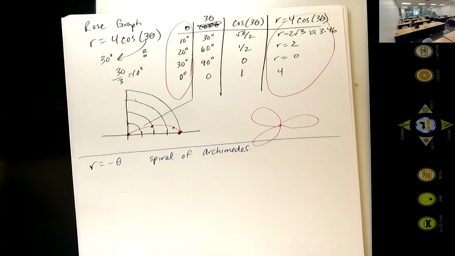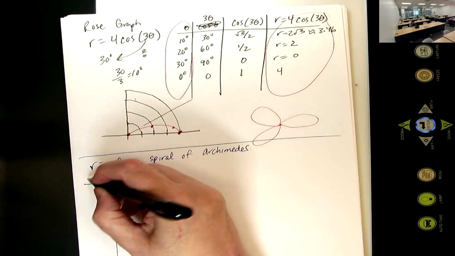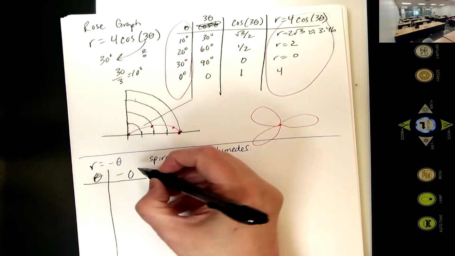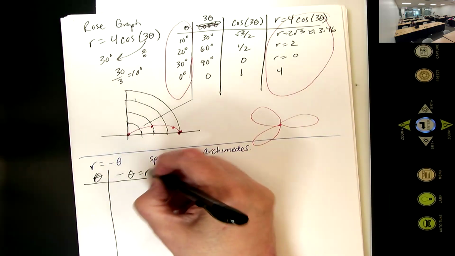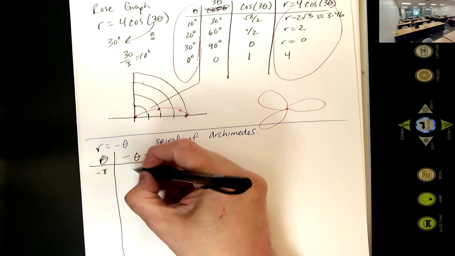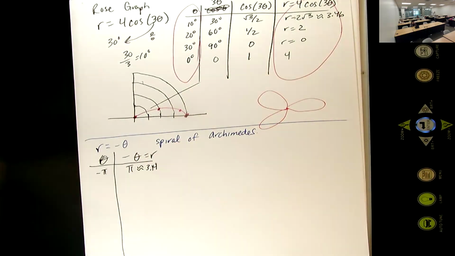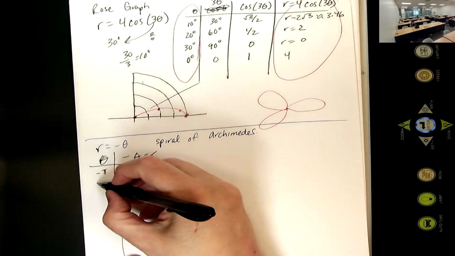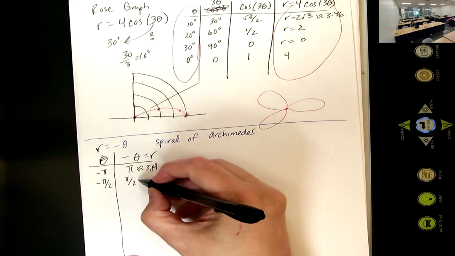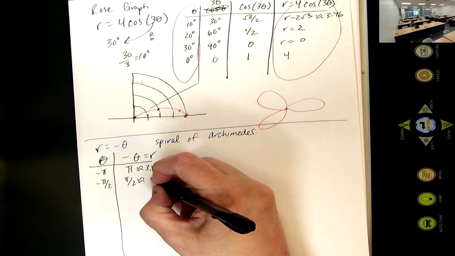I'm gonna start to do a sketch of this. I'll start at negative pi, though. Theta, negative theta, which is r. So negative pi makes this pi, or about 3.14. Negative pi over 2 makes this pi over 2. If I'm going to one decimal place, this is close to 1.6.